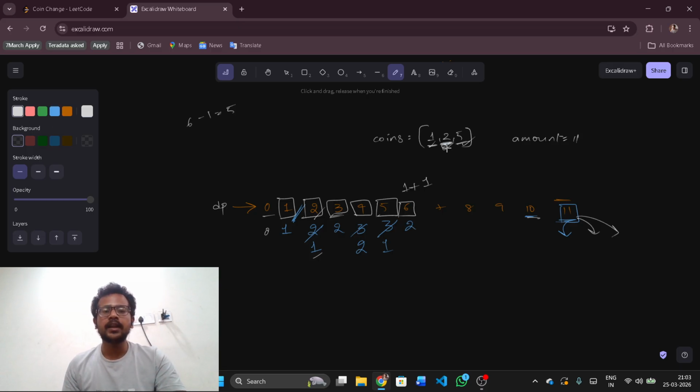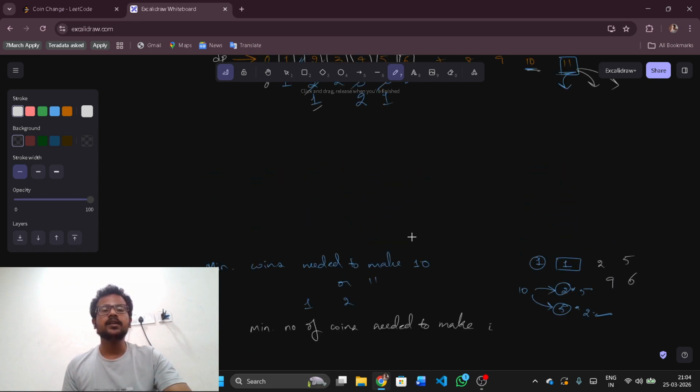Now, I can take 2, right? So I can take coin number 2 one time, and 6 minus 2 is equal to 4. How many coins do I need to make 4? 2. 1 plus 2 is 3. Here comes the first thing. If by taking 2 as the coin I am getting 3 as the answer, which is giving more coins, so I don't update. I update only if it is minimum, right? I think you got it.